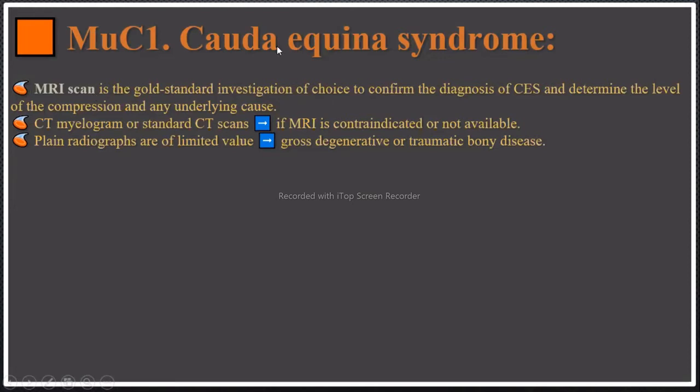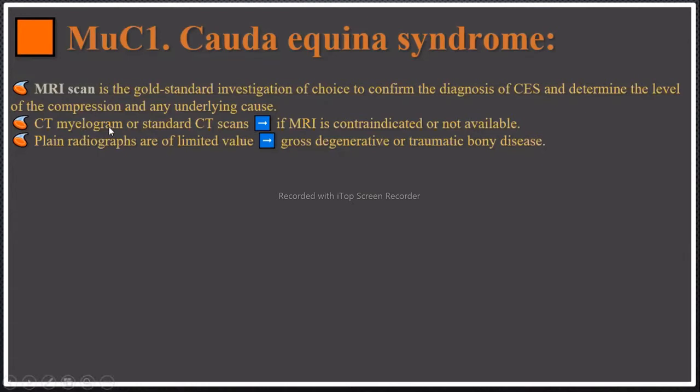MRI scan, of course, because it's a neurological problem. So the gold standard investigation of choice to confirm the diagnosis and determine the level of compression and any underlying cause. So it can show you malignancy, tumor, also infection.